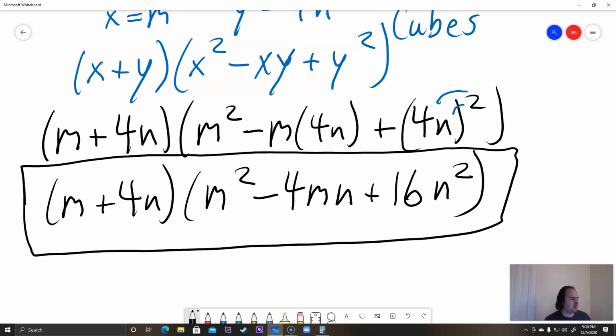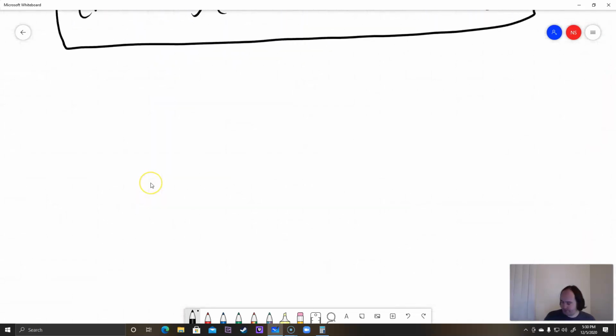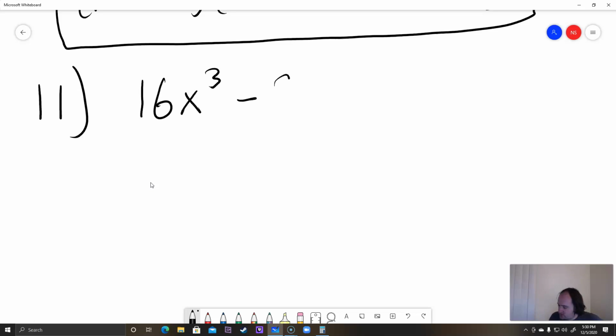Okay, so hopefully that's not too bad. So that was an example of the sum of cubes. And then I wanted to give you an example of the difference of cubes. And I wanted to do a harder one just so that you can see the tricks. So for problem number 11, we want to factor 16x cubed minus 2y cubed. 16x cubed minus 2y cubed.